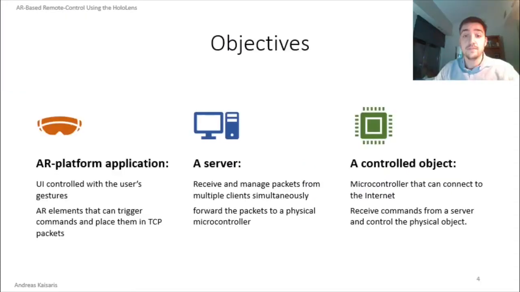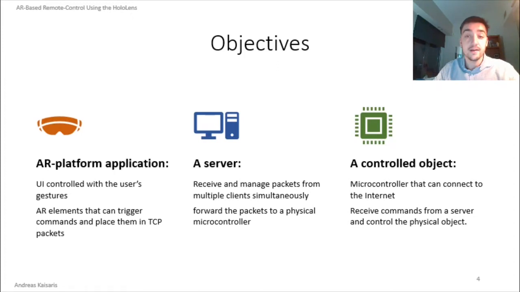So the project was divided into three main sections and therefore consisted of three main objectives: the development of an AR platform application, a functioning server, and a controlled object. Starting from the AR application objective, a user interface needs to be developed that can allow the operator of the AR platform to control AR elements using only his hand gestures. That, of course, would be a great advantage, as the user can still be aware of his surroundings while still controlling a device on the other side of the world, perhaps.